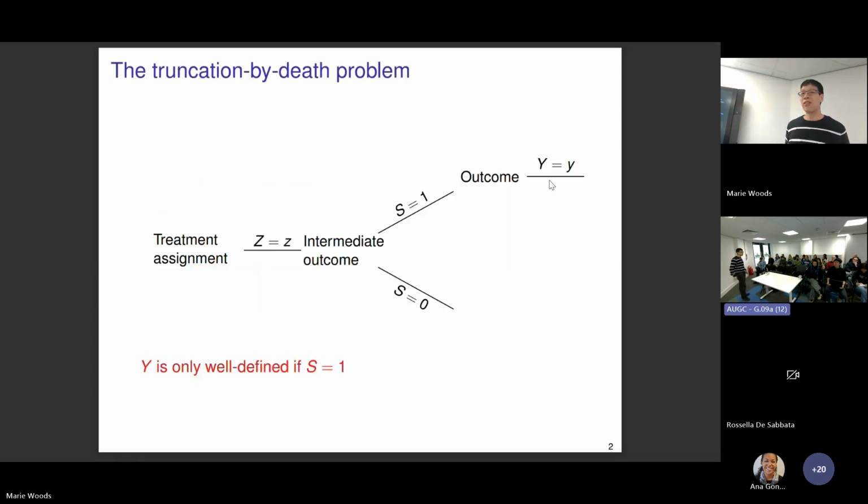So I will first give you a brief introduction of this truncation by death problem. Usually we have this treatment assignment Z, and for this talk, we just think of this treatment assignment as being randomized. Okay, and the real complication comes in on the outcome side. So we have two outcomes. One is called intermediate outcome or intercurrent outcome, which is S, and one is the final outcome of interest, which is Y.